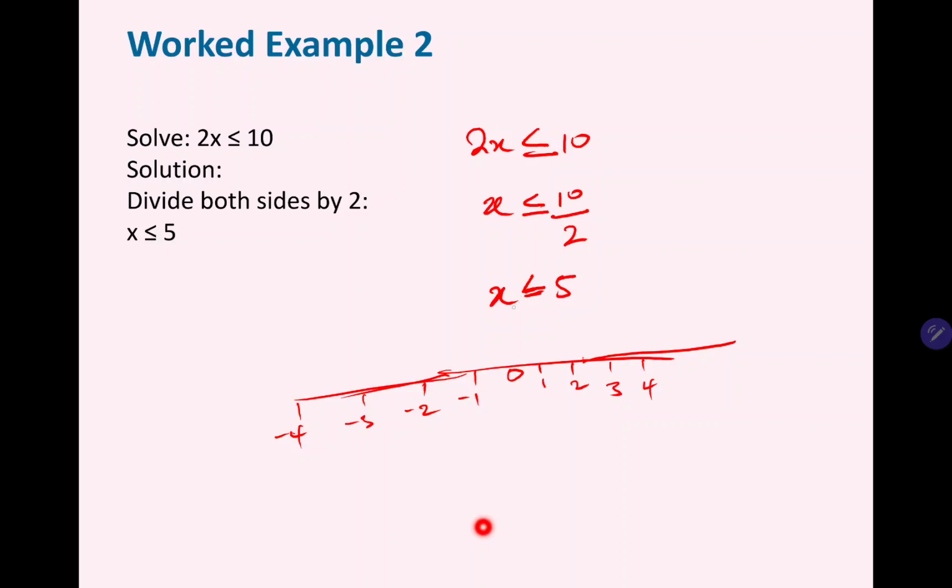So they are telling you that x now is less than or equal to 5. If x is here, it's either x is 5 or it's less than 5. So it means that you cannot find the value of x after 5. You find the value of x either from 5, 4, 3, 2, 1 or less than that.